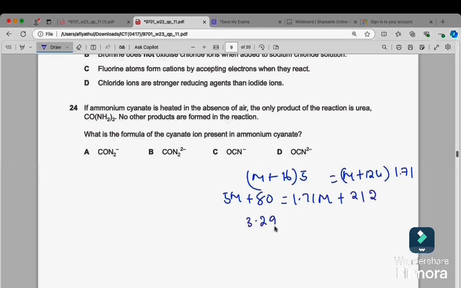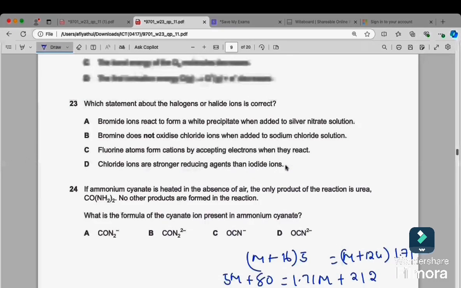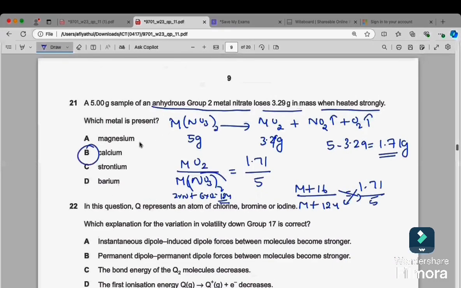Therefore, 3.29m is equal to 132, or m is going to be, if you simplify this, 132 divided by 3.29, which is equal to 40. So we know that 40 corresponds to calcium metal. So our correct option is going to be B.